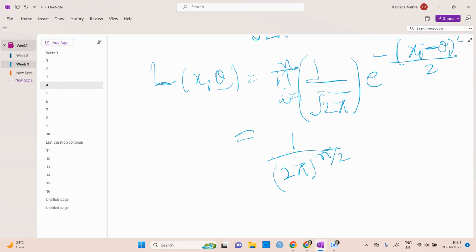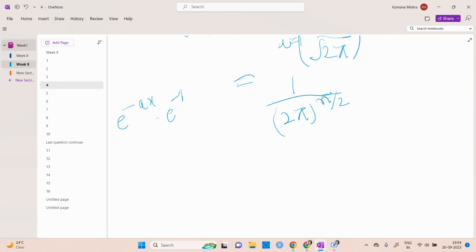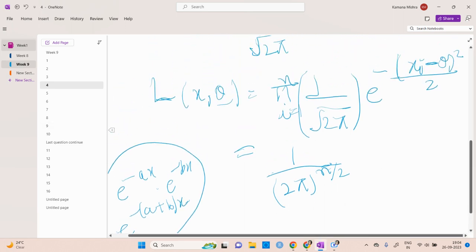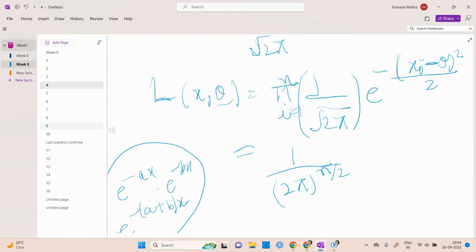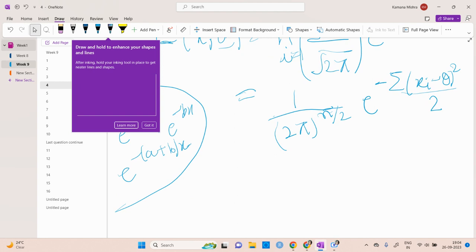If you have expectation of minus ax and expectation of minus bx, it is expectation of minus (a plus b)x, right? You know this thing. So if we are multiplying all these expectations, then it will automatically come as a summation here. Are you getting this? Is this understood? Why are we writing it in this way?